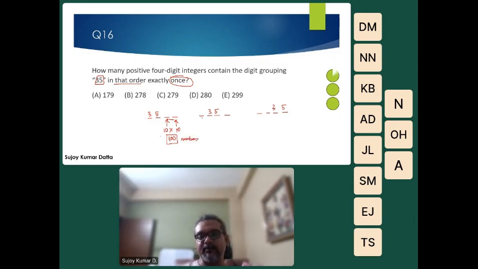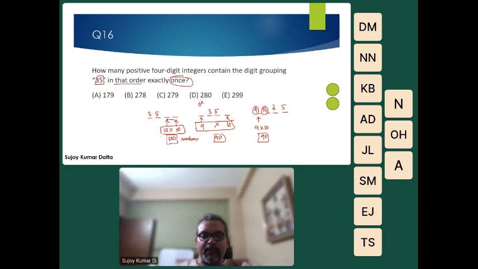For the second case, however, the starting place cannot be 0. If 0 is used, then it will not be a 4-digit number, it will be a 3-digit number. So there are 9 options here and 10 options here. So that makes up 90. Here it was 100, here it is 90. And the same thing here as well: 9 options there and 10 options there. So 9 times 10, that's again 90.